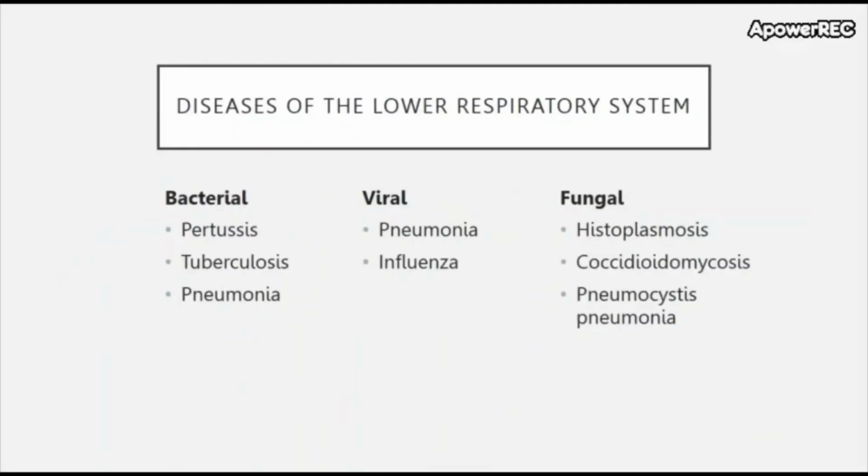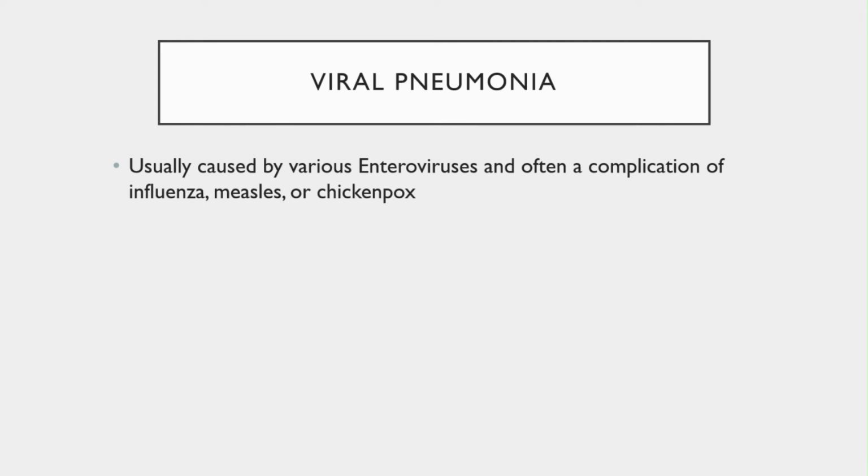Okay, now let's discuss viral causes of lower respiratory systems, pneumonia, and influenza. Viral pneumonia is usually caused by various enteroviruses and often is a complication of a primary infection of the flu, measles, or chickenpox.